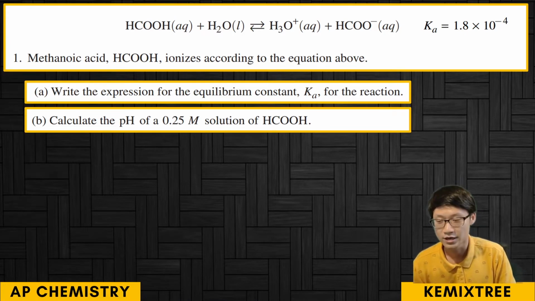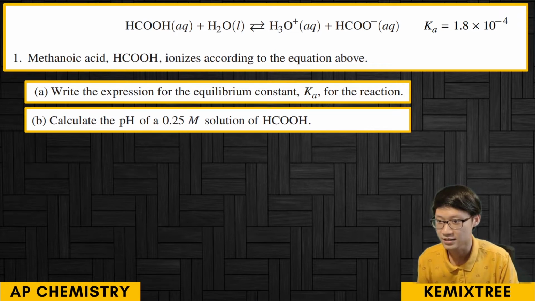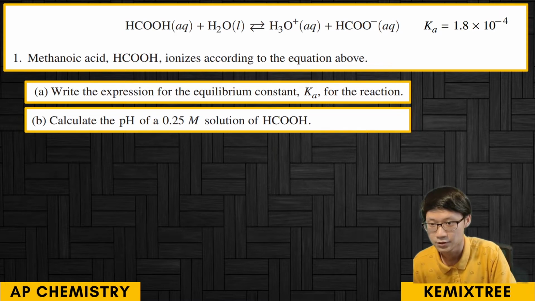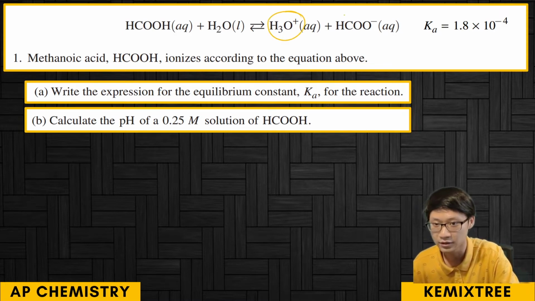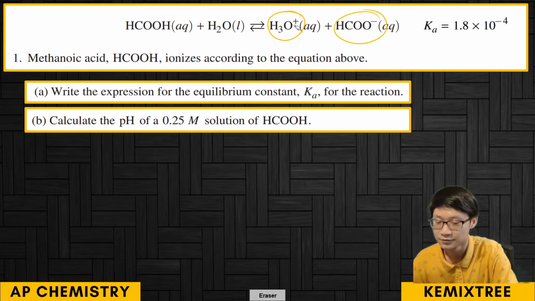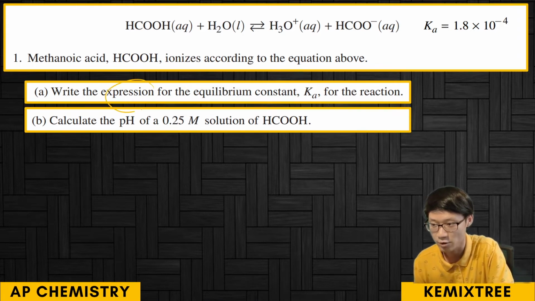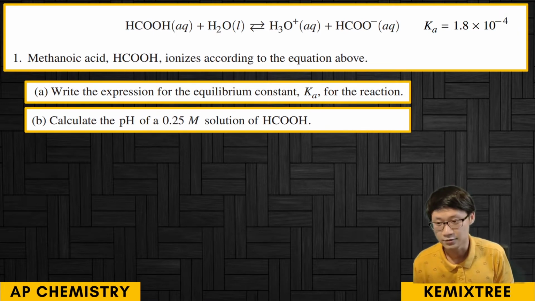We have an equation here: the reaction of methanoic acid, which some people call formic acid. Formic acid reacts with water to create the hydronium ion and formate ion. We have two questions here. The first is about the expression, and the second is how to calculate the pH. These questions are very easy to solve, but some students may make mistakes.